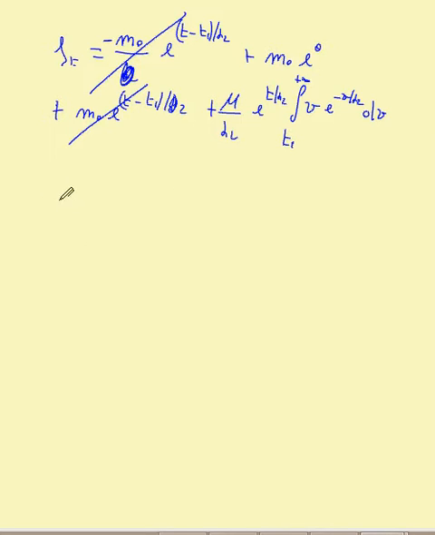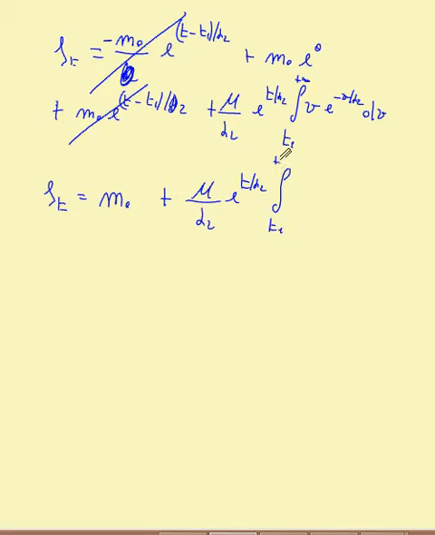Well defined. We are here now at the exchange rate equal to m0 plus me over alpha 2, e to the power of t over alpha 2, integral between t1 and plus infinite of v e to the power of minus v over alpha 2 in dv. This is where the last computation begins, because the first part simplifies.